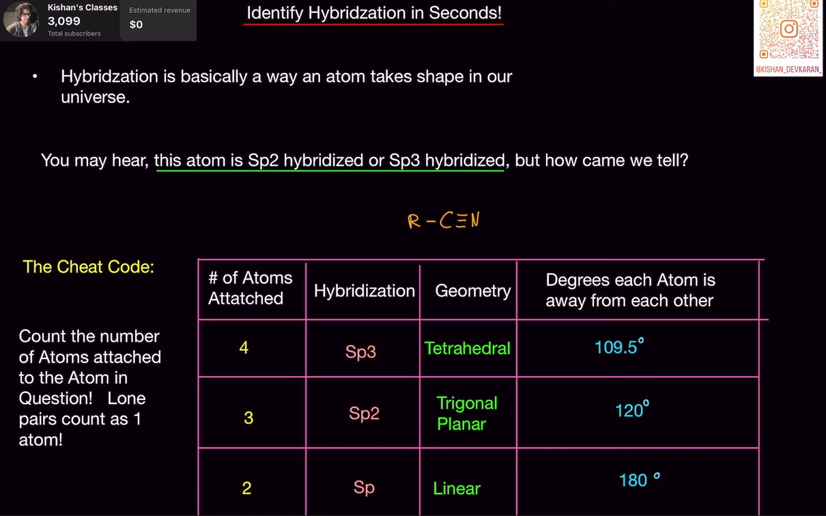Is it sp2 hybridized? Is it sp3 hybridized? Is it just, whatever hybridization? I'll tell you how to do it. It's so easy. In seconds, you'll learn it. So hybridization is basically just a way an atom takes up shape in our universe. Hybridization is like a huge, fancy word. It's that easy. It's just, what does the atom look like? So you may hear this atom's sp2 hybridized or sp3 hybridized. But how can we tell?